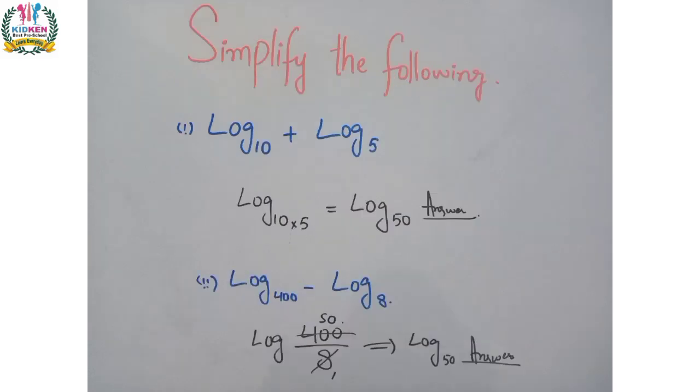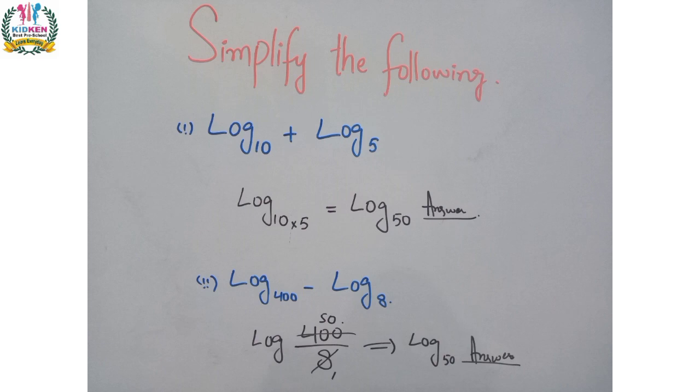Next question is simplify the following. In log, the addition sign indicates multiplication and the subtraction sign indicates division. So we have the question log 10 plus log 5. Addition sign indicates multiplication. So 10 multiplied by 5 we have answer 50. So log 10 plus log 5 gives log 50.